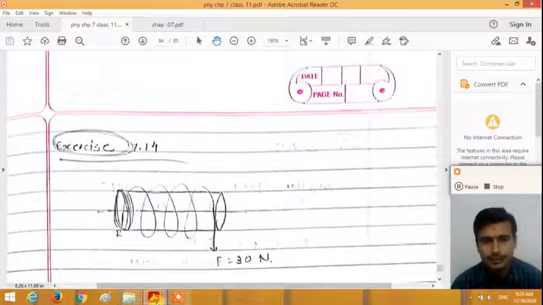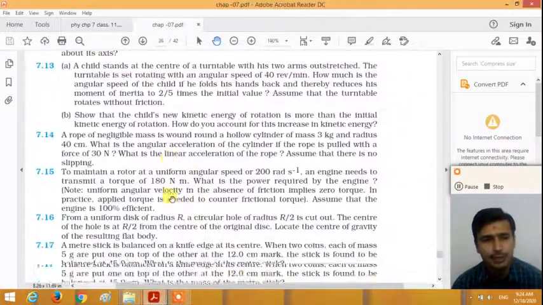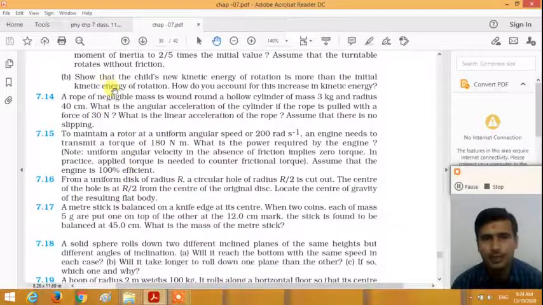Let us see the statement of the exercise 7.14. A rope of negligible mass is wound round a hollow cylinder. Given rigid body is a hollow cylinder of mass 3 kg and radius 40 centimeter. What is the angular acceleration of the cylinder if the rope is pulled with a force of 30 Newton? What is the linear acceleration of the rope? And assume that there is no slipping, right?